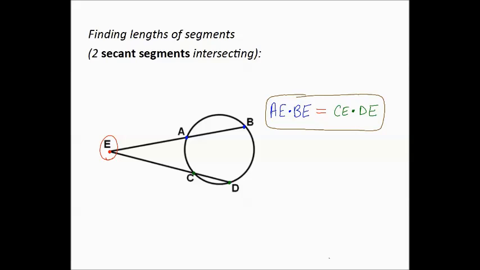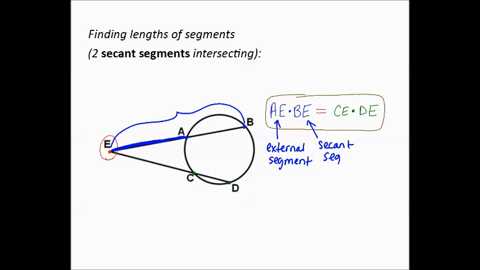Let's see how this formula applies to secant segments. AE is this external segment of the secant. AE is the external segment. What is BE? BE is this entire way across. So this is the secant segment. What it's called isn't as important as how to use the formula.